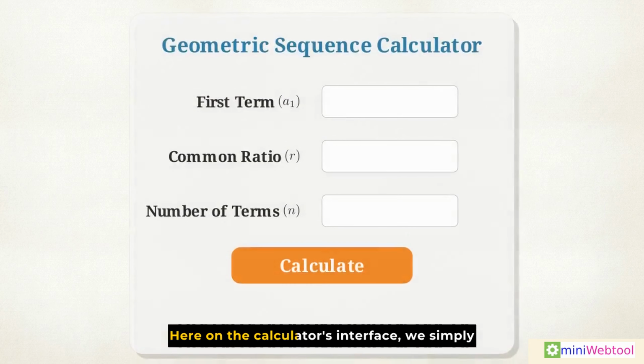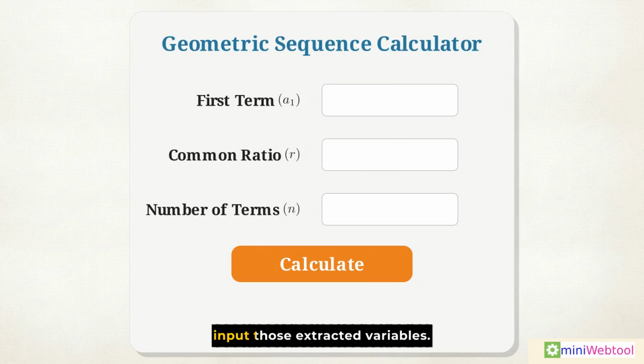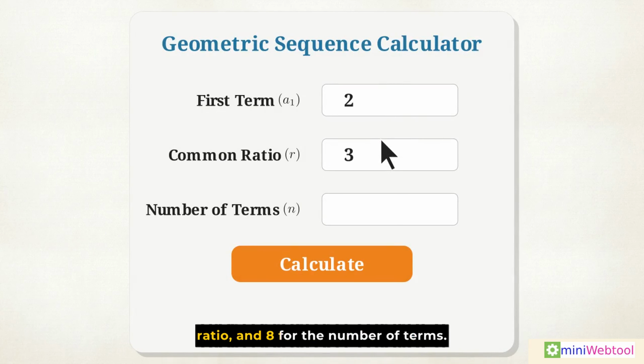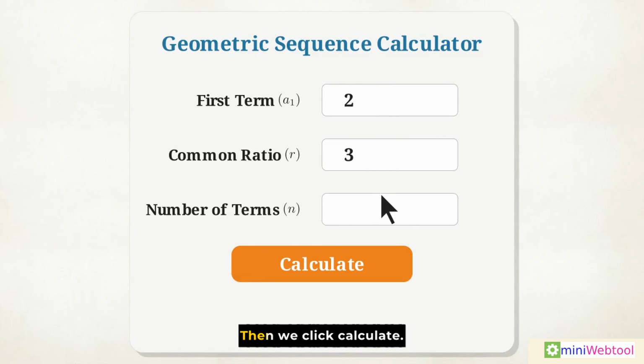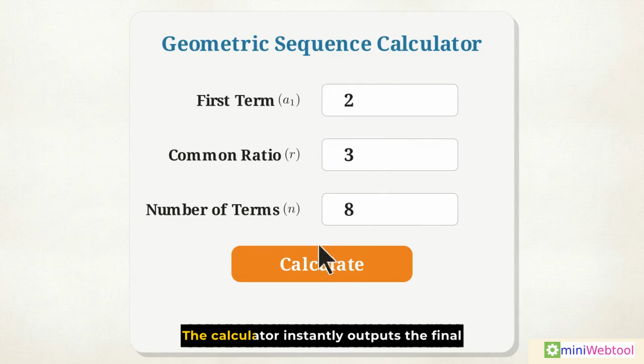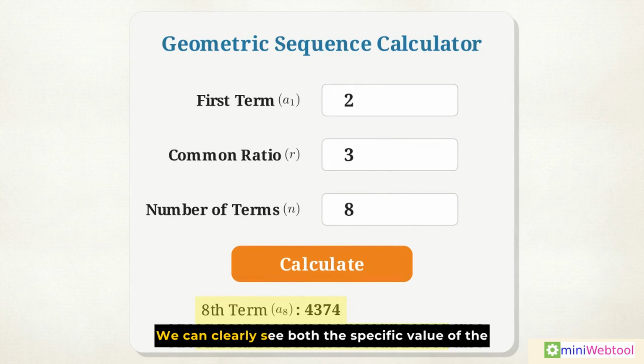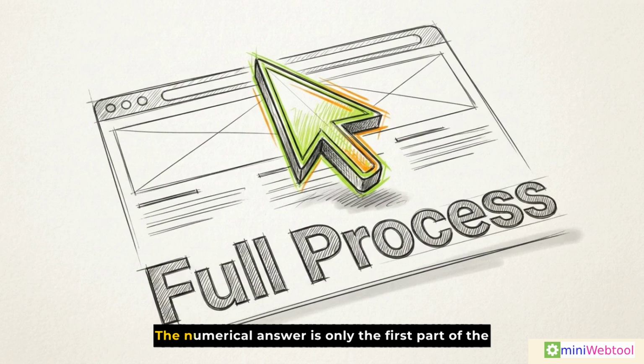Here on the calculator's interface, we simply input those extracted variables. We type 2 for the first term, 3 for the common ratio, and 8 for the number of terms. Then we click Calculate. The calculator instantly outputs the final numerical values. We can clearly see both the specific value of the 8th term and the total sum of all 8 terms combined. The numerical answer is only the first part of the result.